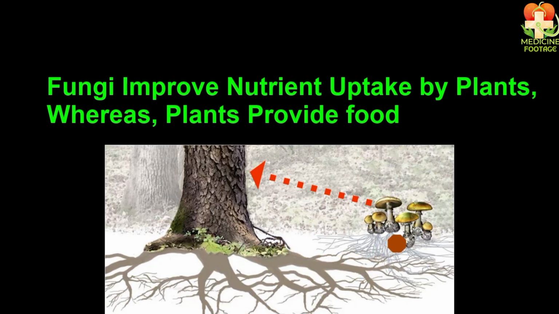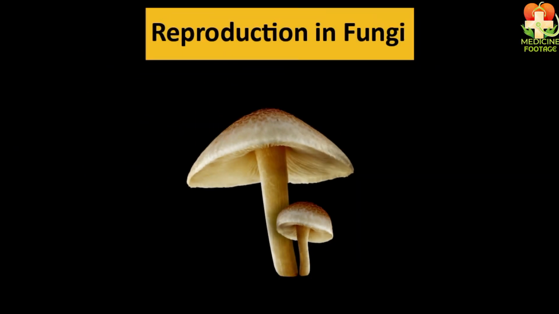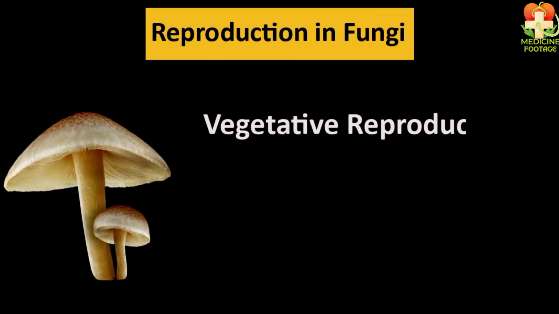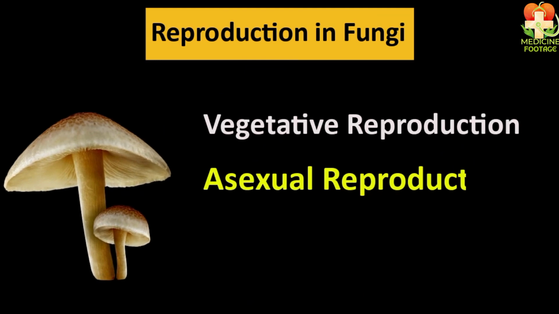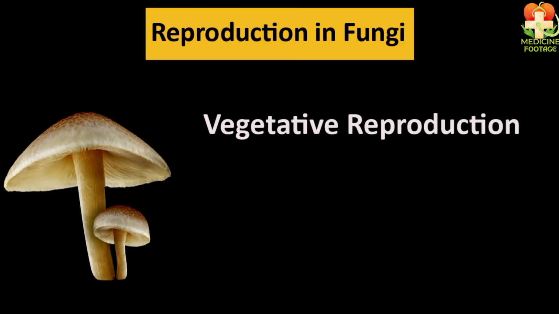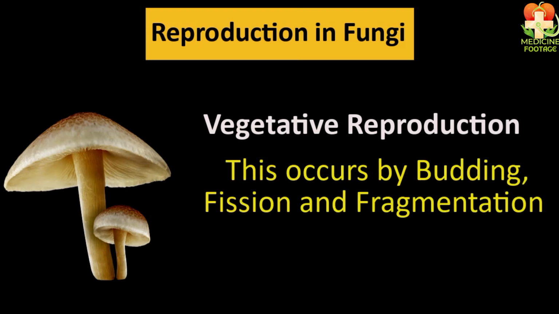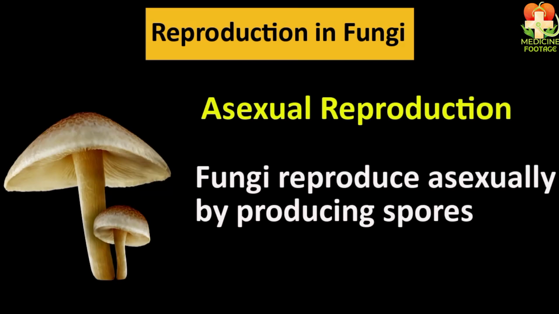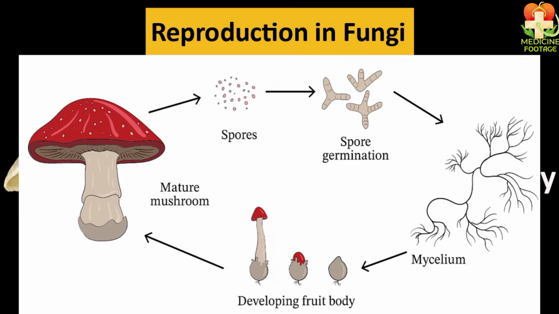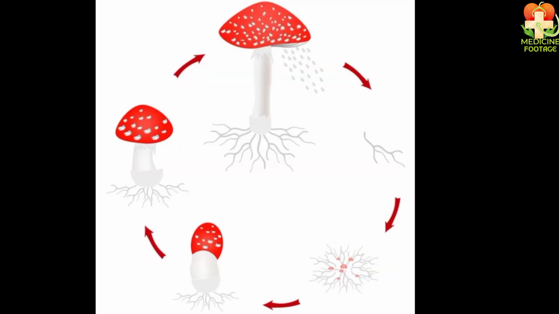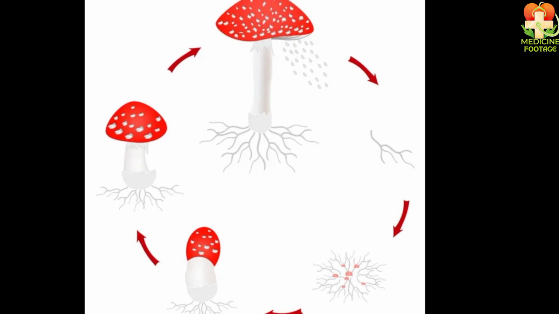Now, let's talk about reproduction in fungi. There are three types of reproduction in fungi. 1. Vegetative reproduction. 2. Asexual reproduction. 3. Sexual reproduction. Vegetative reproduction occurs through budding, fission, and fragmentation. In asexual reproduction, fungi produce spores, which helps them reproduce. In sexual reproduction, the hyphae of fungi fuse together, which leads to the formation of new fungi.